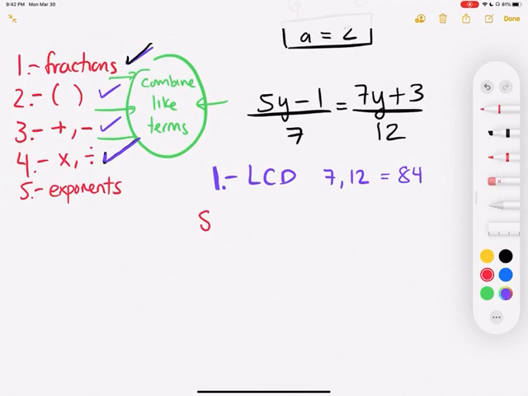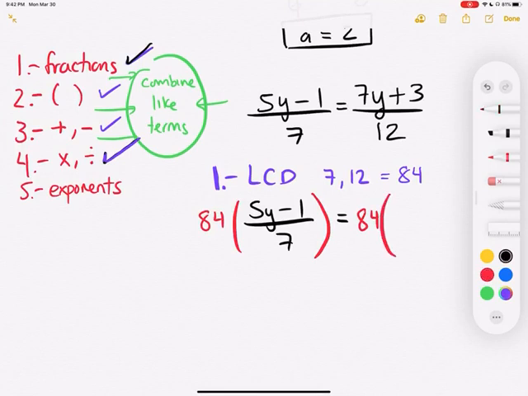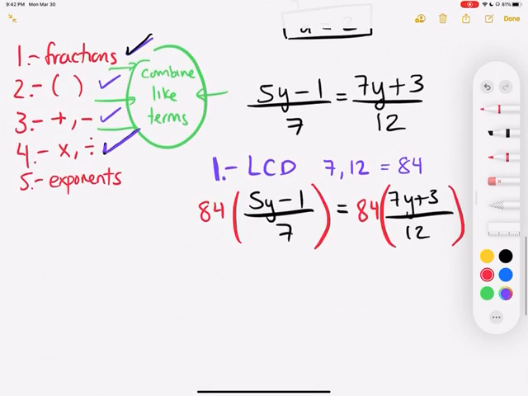So I'm going to take the left side of the equation, which happens to be 5y minus 1 divided by 7, and multiply it times 84. And you're also going to do that to the right side of the equation. So you find the least common denominator, and then you're going to multiply both sides of the equation times that number that you just found. This is important. So this way we're going to get rid of the fractions in one step.